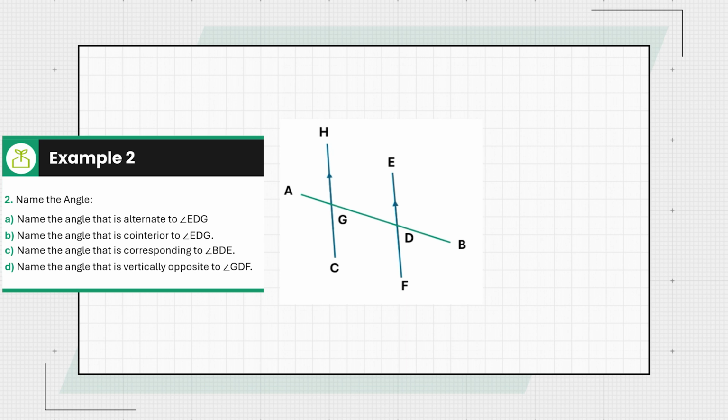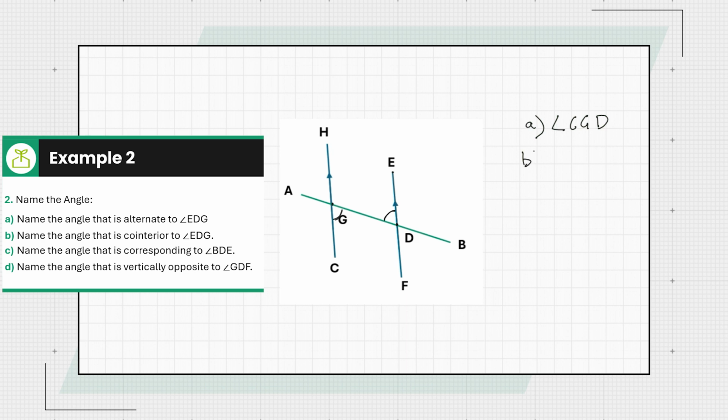Alright, let's get going. So we're looking to name the angle that is alternate to EDG. So if we look for EDG, well, it starts at E, goes to D, and then goes to G. So this is the angle here. Okay? So we're looking at the alternate angle. So the alternate angle is across the transversal and facing in the opposite direction. So it's right there. And that is the angle CGD. So A is the angle CGD.